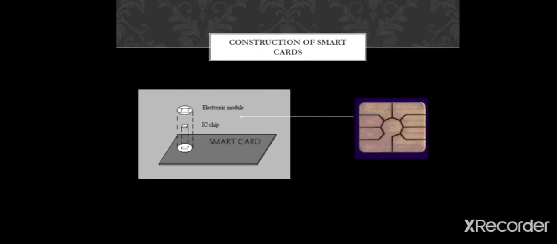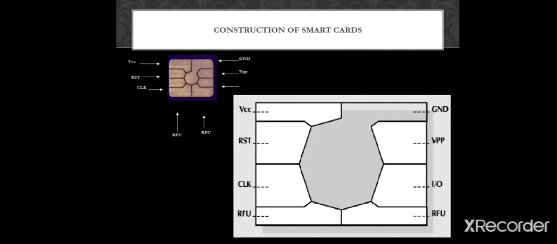Now, here we know more about the smart card chip that is embedded on a card. A smart card chip consists of an electronic module and an IC chip, which is embedded on that plastic card. As you can see in the figure, the smart card chip has many parts: VCC, RST, CLK, RFU, GND, VPP, and I/O, and another RFU. These are used to handle the data and do appropriate work on that data. These are the terminologies which we'll further know in this presentation.